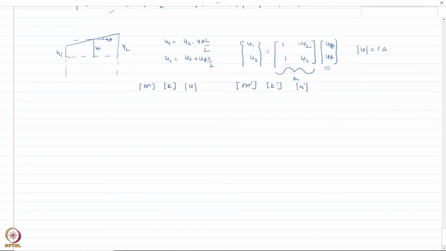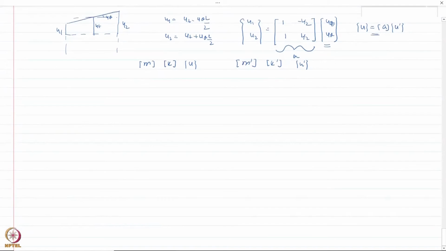If I write it like this, the equation is U is equal to transformation matrix A times U dash. I can substitute this formulation, and your stiffness would become K dash equal to transformation matrix transpose times this K times the transformation matrix, and M dash is the transformation matrix transpose times the initial mass matrix times the transformation matrix.